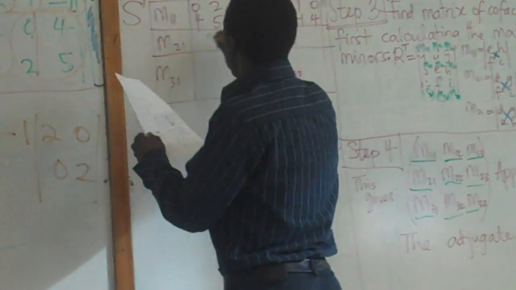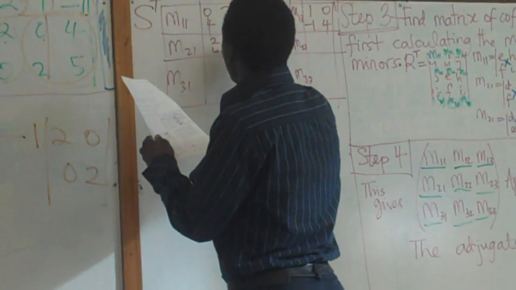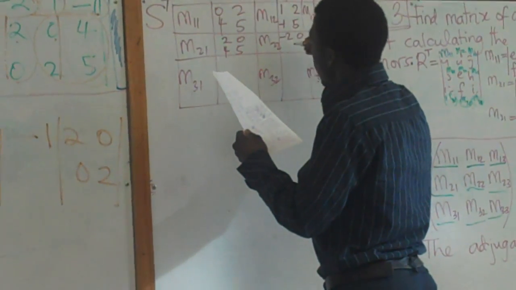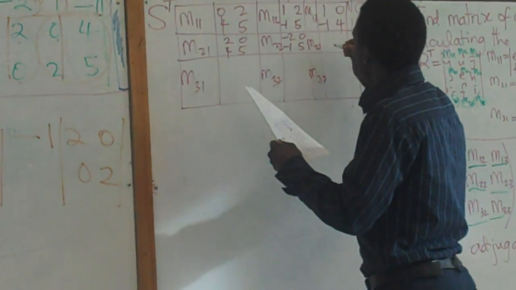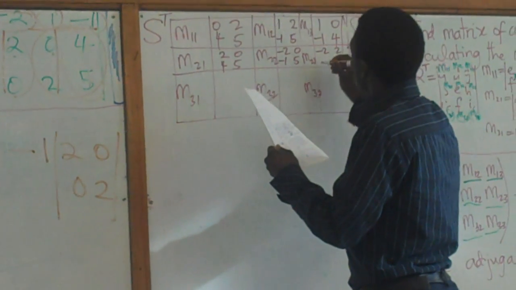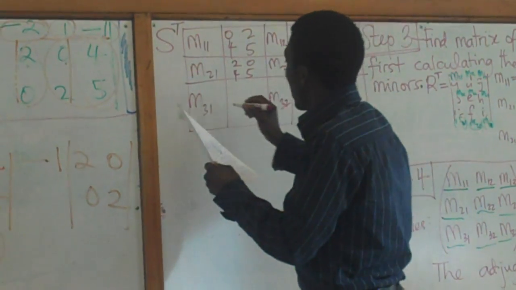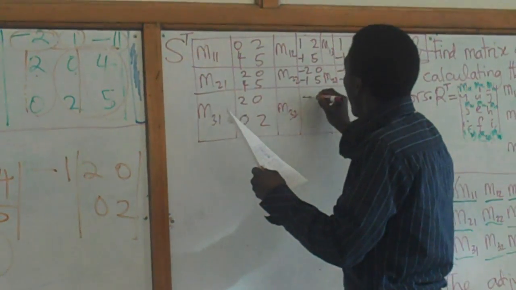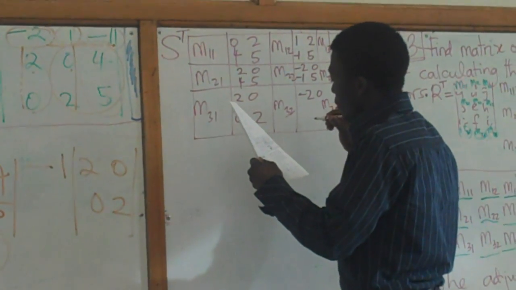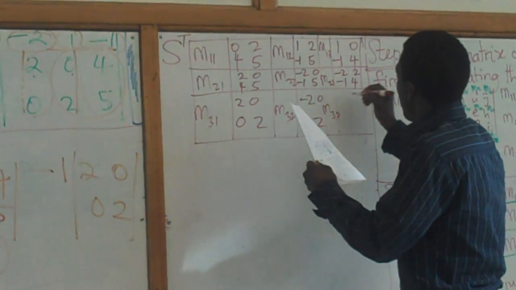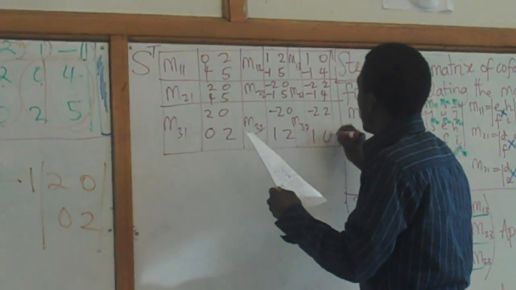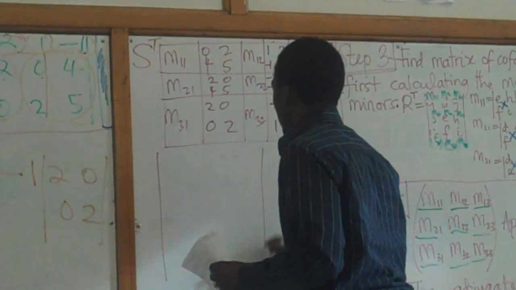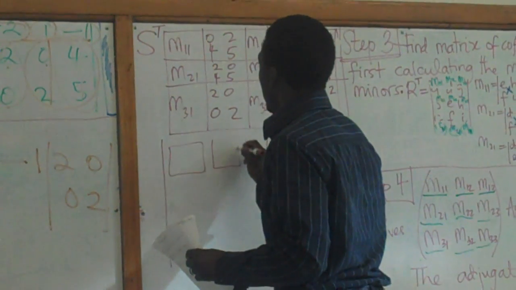And then for M21, we have 2, 0, 4, 5. And then we have minus 2, 0, minus 1, 5. And then we have minus 2, 2, minus 1, 4. And then we have 2, 0, 0, 2, minus 2, 0, 1, 2. And then we have minus 2, 2, 1, 0. So notice that each of these will fit perfectly into one spot in the 3 by 3.